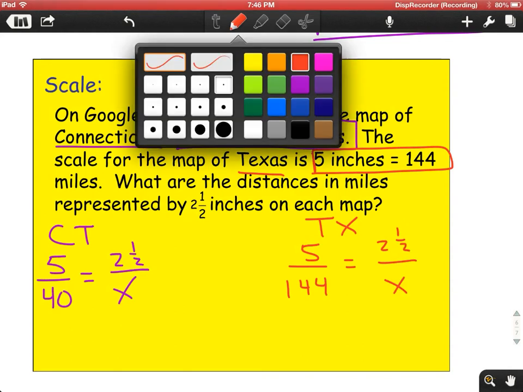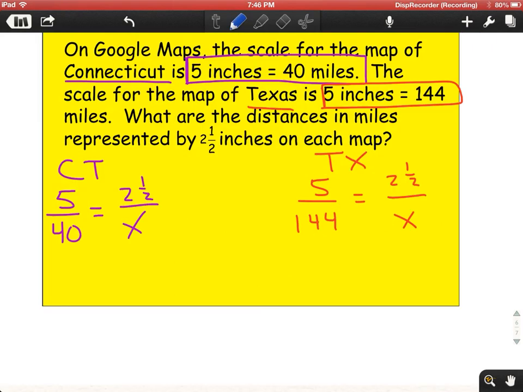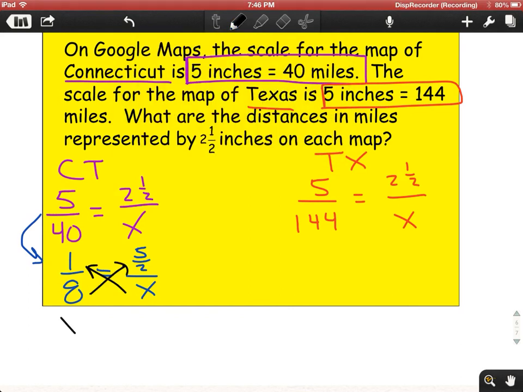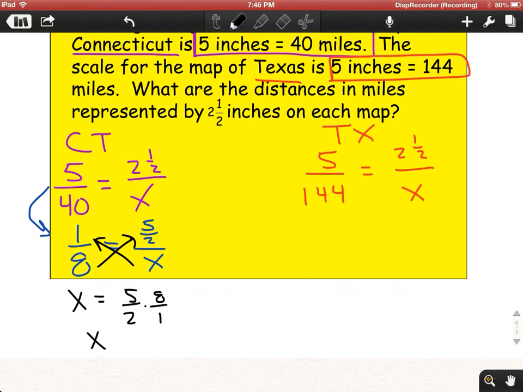So in my first one, I will be able to simplify this to 1 over 8. I can divide them both by 5, and this will become 5 over 2. I'm changing into an improper fraction, and now all I need to do is cross multiply. X equals 5 over 2 times 8 over 1, which is equal to 20 miles.